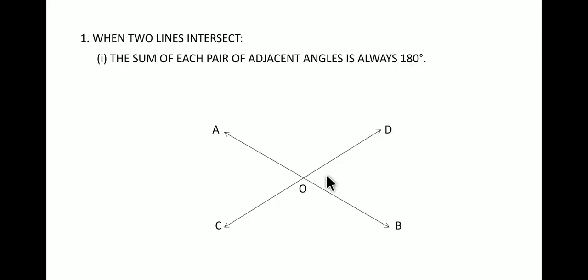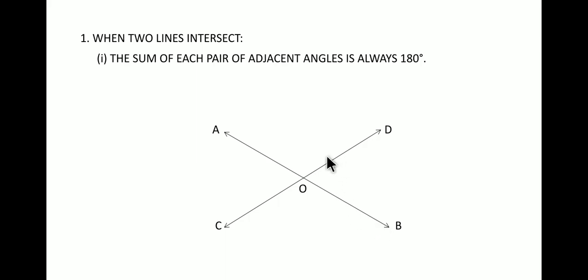Why will it be equal to 180 degrees? Because angle AOB, since AB is a straight line, is a straight angle, which is equal to 180 degrees. So this angle AOB, from here to here, is 180 degrees, and this 180 degrees is divided amongst AOD, one of the angles, and its adjacent angle, angle BOD.